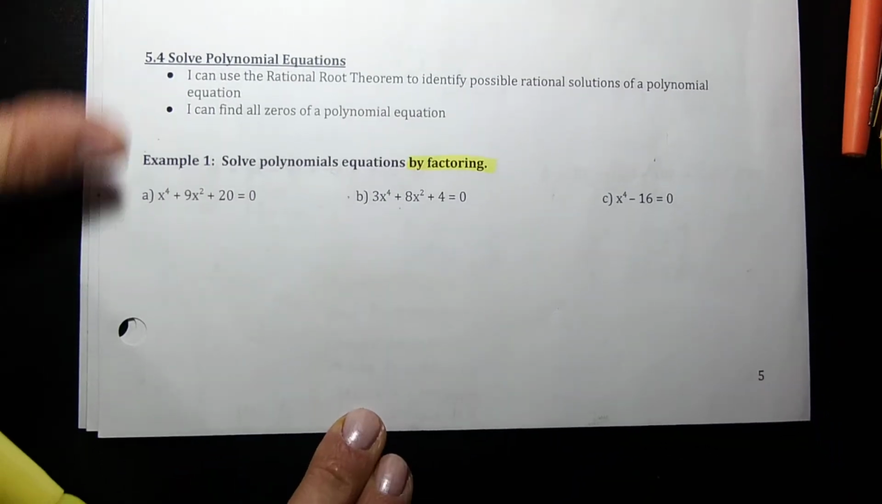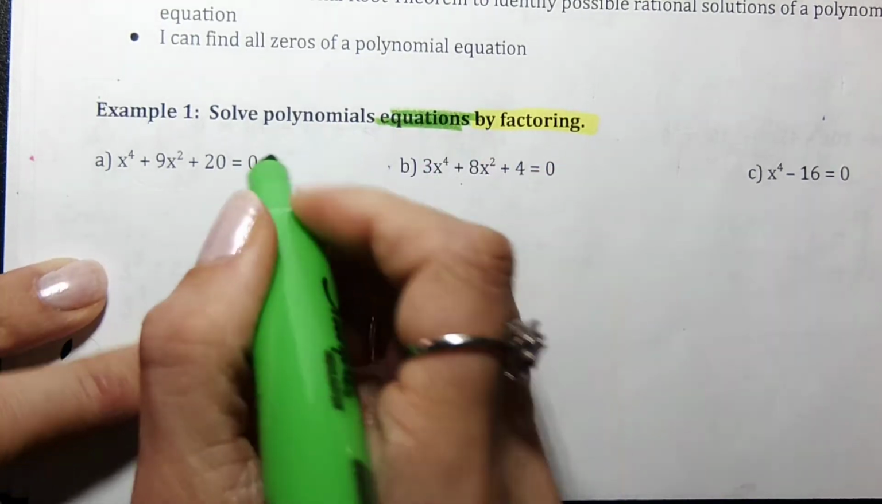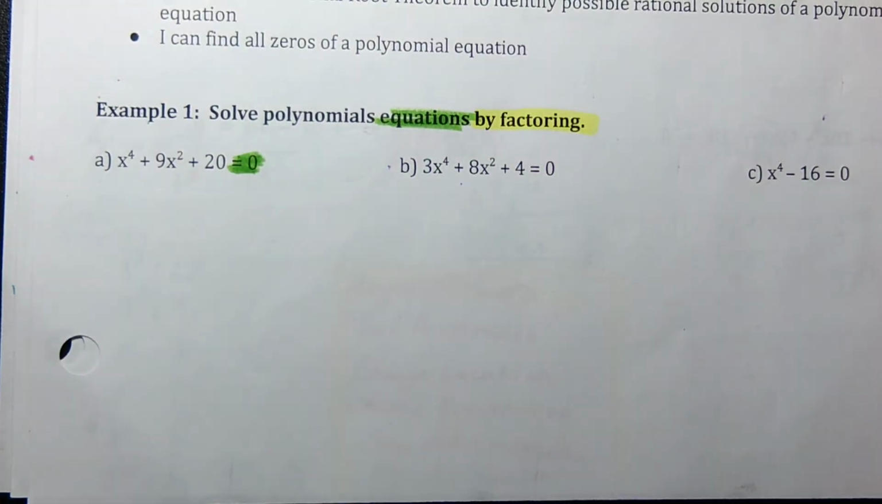Now what you'll notice is different about these problems versus the one we were just doing. Instead of just being a polynomial expression, these are polynomial equations. And what we've got is equals 0. So why do we factor? So that we can use the zero product property so that we can figure out what x is.